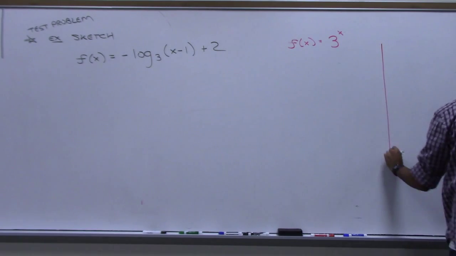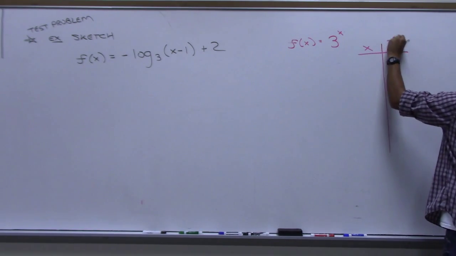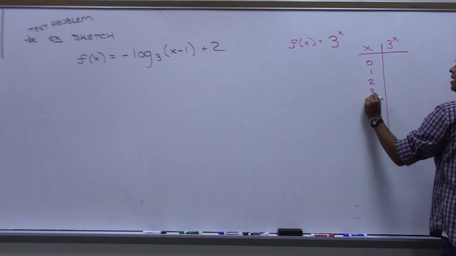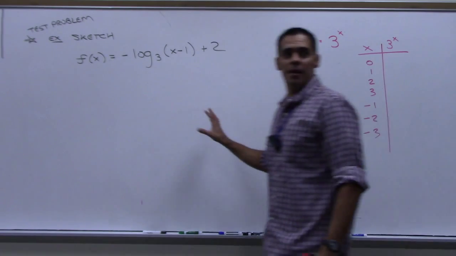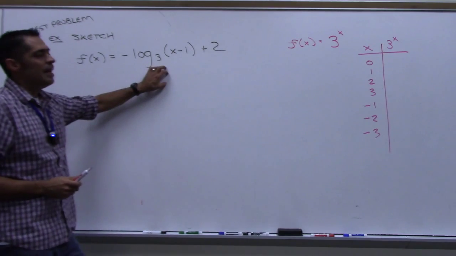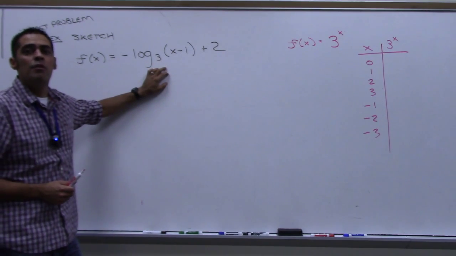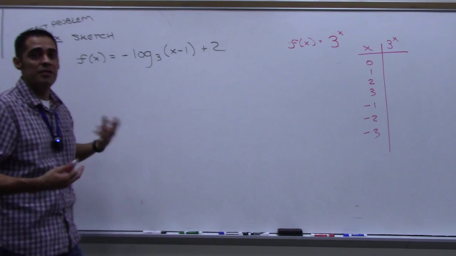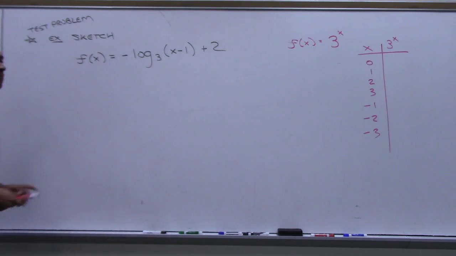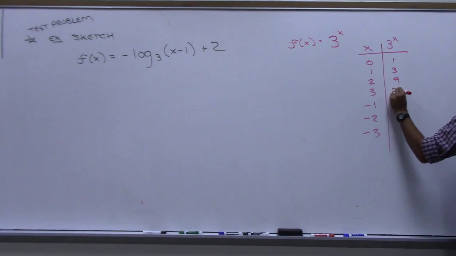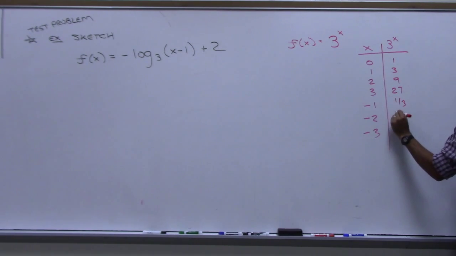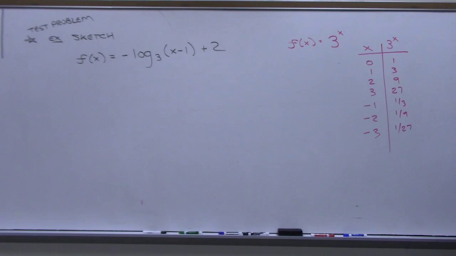A t-table for this one. The common numbers that I like to use are 0, 1, 2, 3, -1, -2, -3. That should be enough to get us a good feel for what this thing looks like. Why just 3 to the x? Don't worry about all that, okay? Because what this is, it's the inverse of 3 to the x moved around. That's all it is. So we're going to figure out what the inverse is and then move it around. So we plug in 0, we get 1. We plug in 1, we get 3. 2, we get 9. 27. 1/3, 1/9, 1/27. Right? Those are going to be the numbers if we plug them in.